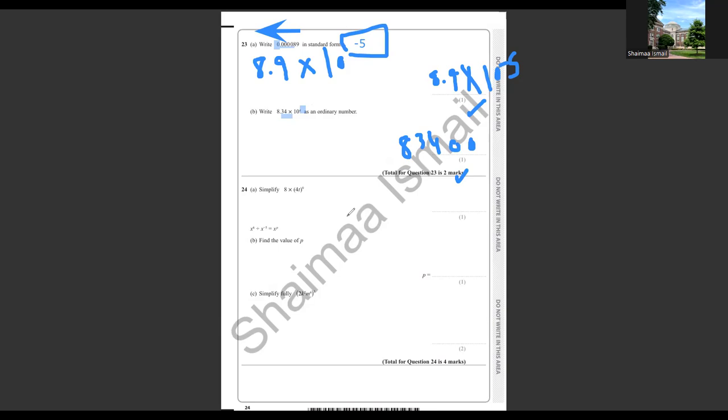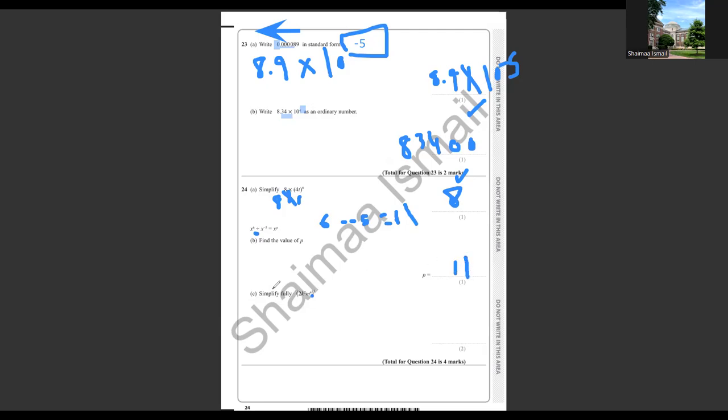Okay, simplify this. Anything to the power of 0 is equal to 1. So we are going to take all of this and make it equal to 1. So 8 multiplied by 1 equals 8. And here, find the value of p. As we divide, we subtract the powers, so 6 minus negative 5 will be equal to 11. So here p is equal to 11.